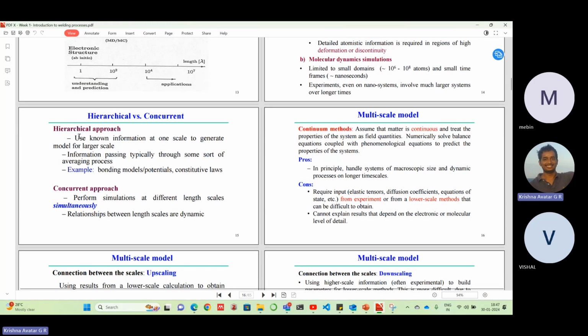Based on these approaches, we can have a hierarchical approach where we use information at one scale to generate a model for a larger scale. This is typically done in multi-scale modeling as well. We use information at the micro scale to construct something at the meso scale, and information at the meso scale to move to the macro scale. Otherwise, there is a concurrent approach where we perform simulations at different length scales simultaneously, and the relationships between the length scales are dynamic.